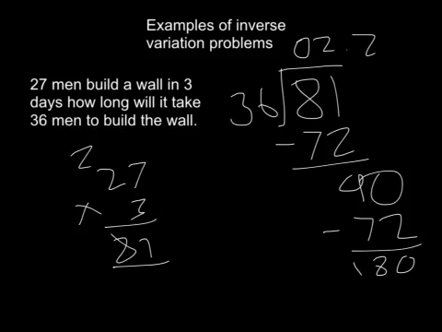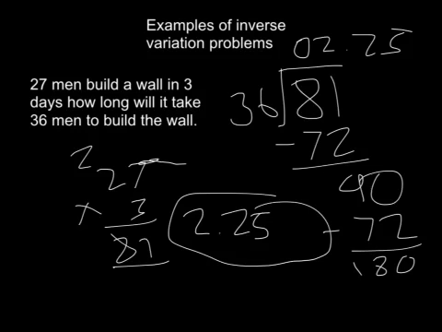So you have to approximate. So it equals 5, because 36 into 10 is 360 and 36 divided by 2 is 180. So 10 divided by 2 is 5. So it takes 2.25 days for 36 men to build the same wall.